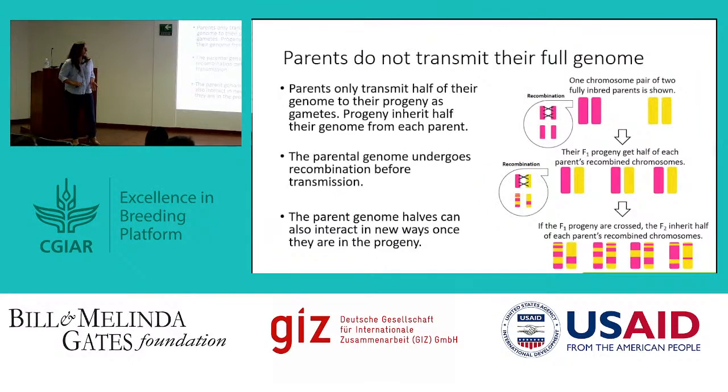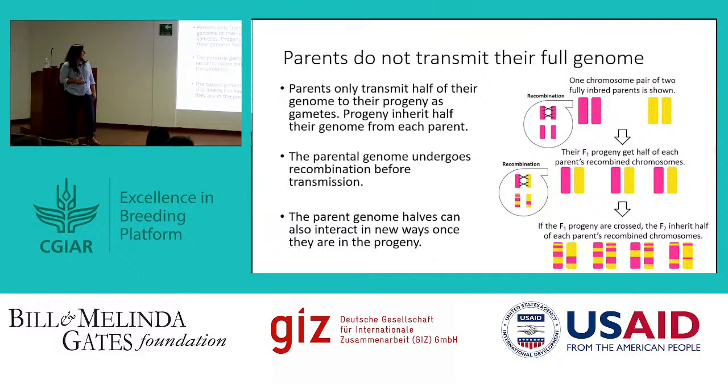So like I was saying, parents do not transmit their full genome to their progeny. They only transmit half of it, okay? And they transmit the genome not randomly, but as gametes that are maybe stuck together with different kinds of linkage and things like that. And then the progeny inherit half of their genome from each parent. So looking over here, we could have two fully inbred parents and one of their chromosome pairs right here. They undergo recombination, but nothing really happens because they're fully inbred. It's not effective. And their F1 progeny just get half of each of their parents' recombined chromosomes.